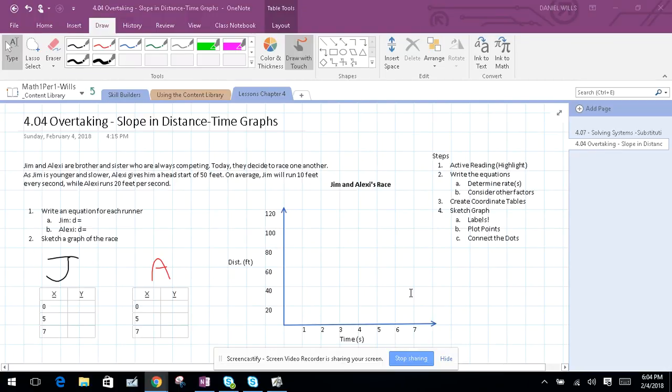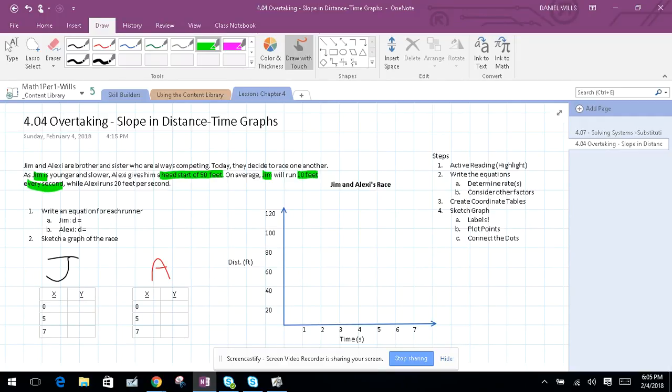Next we have, as Jim is younger and slower, Alexi gives him a head start of 50 feet. Now we have something to highlight. So he says that Jim gets a head start of 50 feet. The next sentence says, on average, Jim will run 10 feet every second, while Alexi will run 20 feet per second. Again, these are two very important pieces of information. So we'll say Jim is 10 feet every second, and Alexi, I changed colors, is 20 feet per second. So now we've gone through and we've actively read.